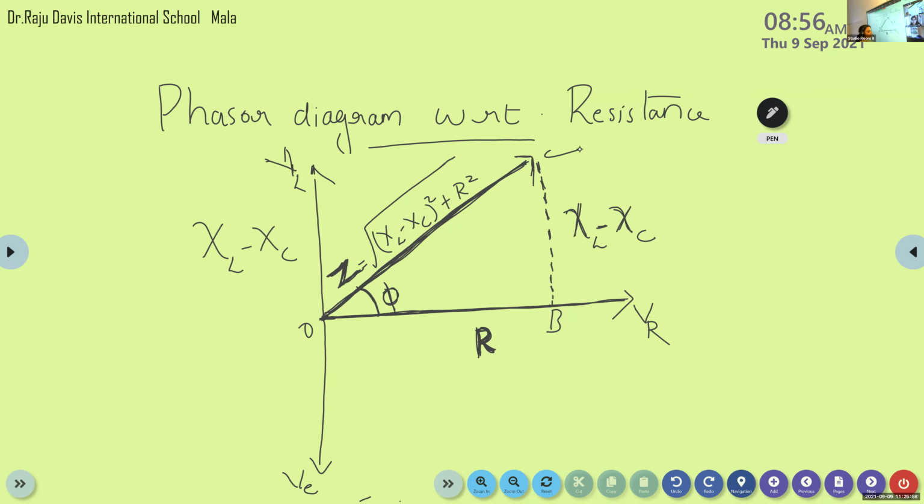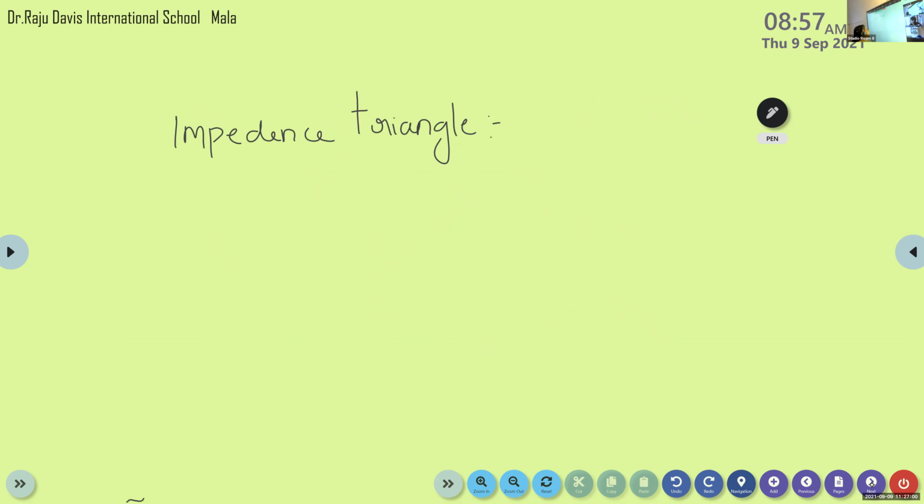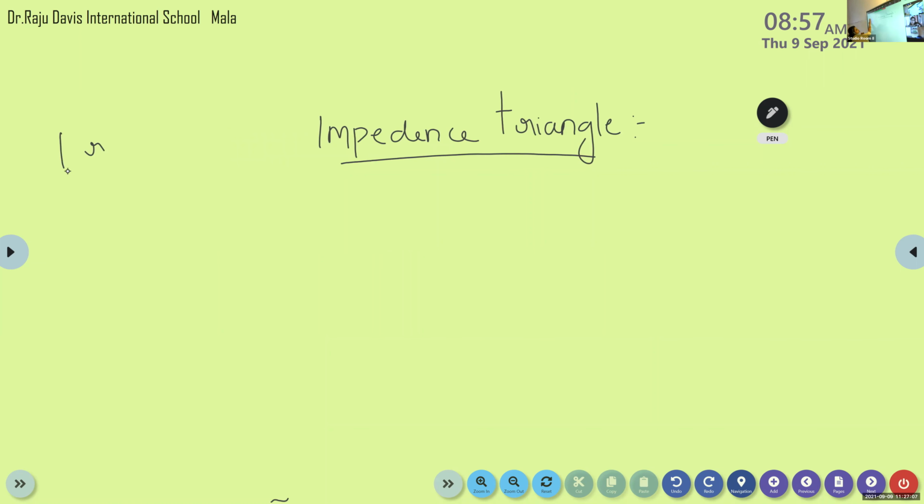So for that, we consider tan phi. From the impedance triangle, we can determine the direction of current. Normally, the tan angle is used to find out the direction of any physical quantity. Similarly, here we use it to find out the direction of current. For that, we consider tan phi.